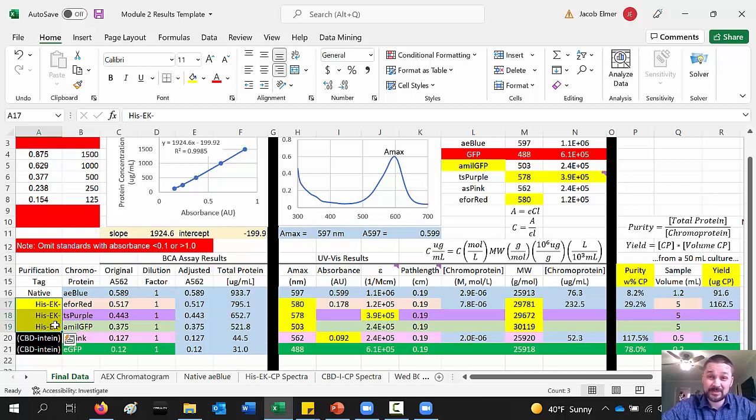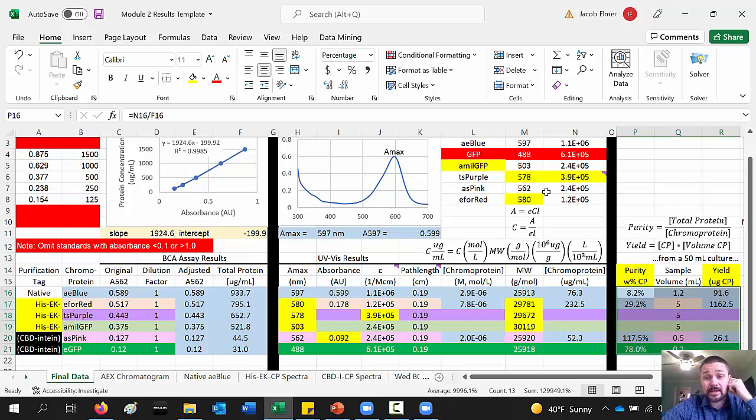It's just it would be more expensive because I'd have to pay for the enterokinase. If I wanted to pursue the native AE blue, I'd have to follow that up with the size exclusion or HIC, hydrophobic interaction chromatography, to bump up that purity higher and higher. Okay? So that's the gist of that. After you do all these calculations, you should be able to obtain all these values over here and fill out the table that is required for lab report 2.